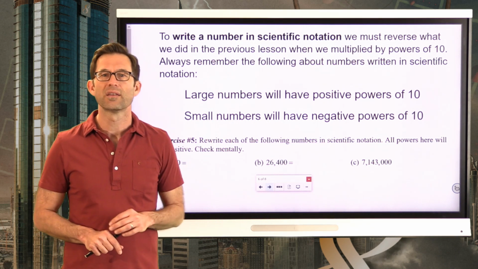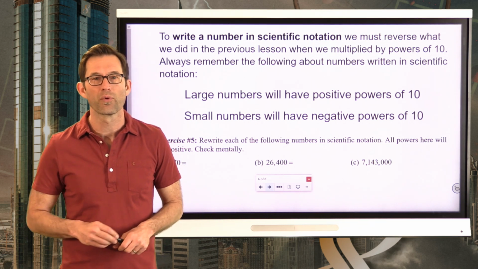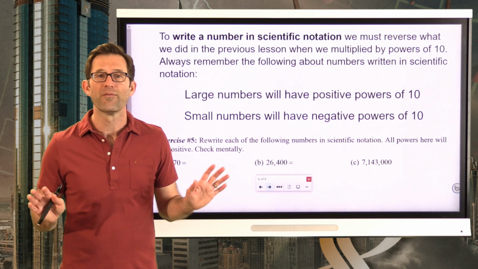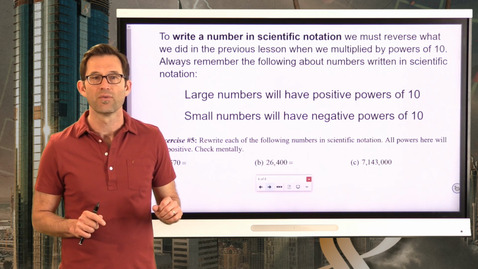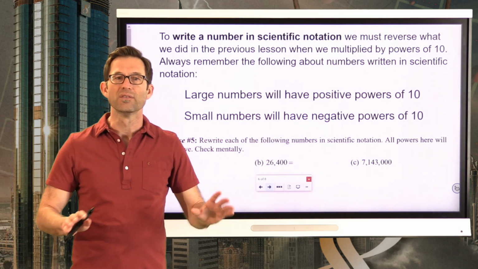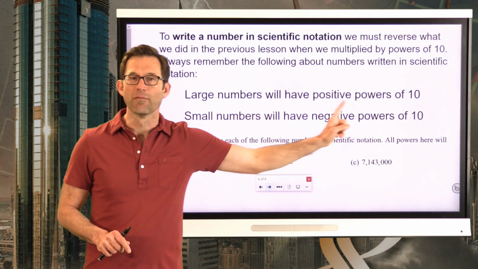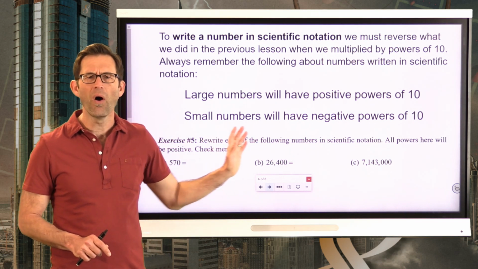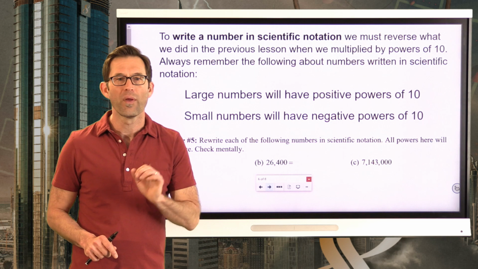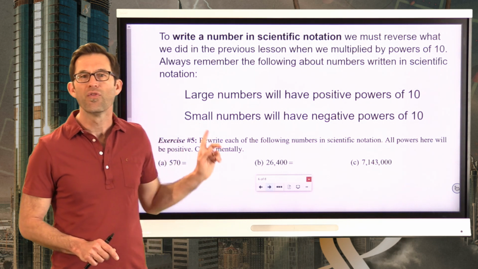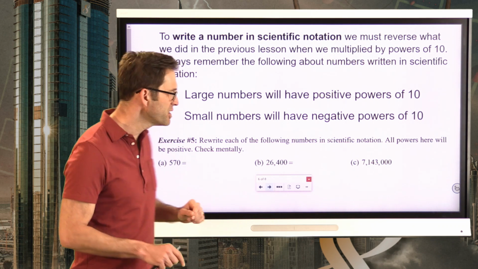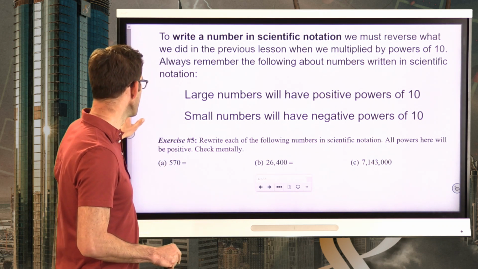To write a number in scientific notation, we must reverse what we did in the previous lesson when we multiplied by powers of 10. Always remember the following about numbers written in scientific notation. Large numbers, thousands, millions, billions, trillions, will have positive powers of 10. Small numbers, 1/10th, 1/100th, 1/1000th, 1/1,000,000th, those will have negative powers of 10. Okay? So let's play around with that and see what we can do.